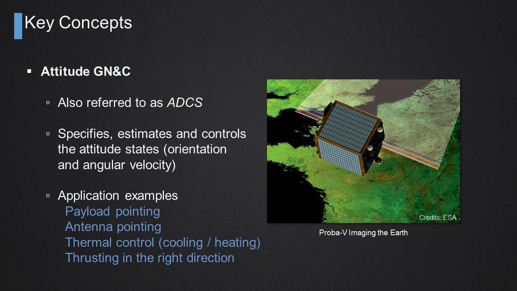Or if you just want to orient the spacecraft in such a way that it has a given orientation with respect to the sun for thermal control purposes. So if you're trying to cool or to heat some components passively on board the spacecraft using the sun as a source of thermal energy. But also whenever you try to apply thrust maneuvers to accelerate or decelerate the spacecraft, you want to make sure that the thrusters are pointing exactly in the right direction. So these are all typical examples where you do need to have an active attitude GN&C system on board.